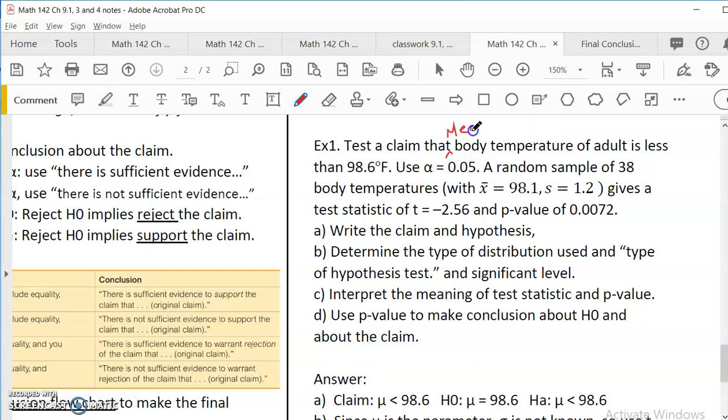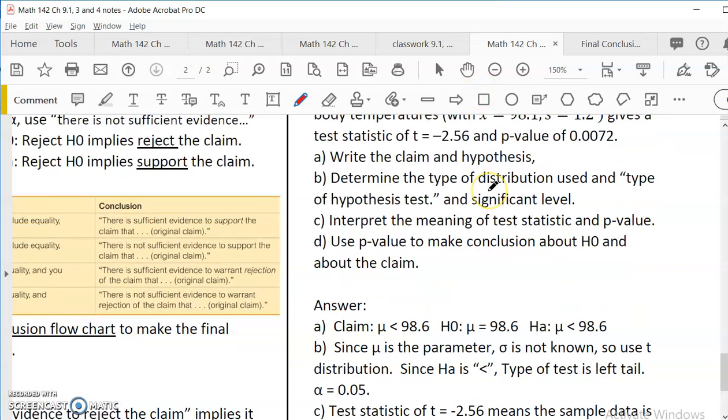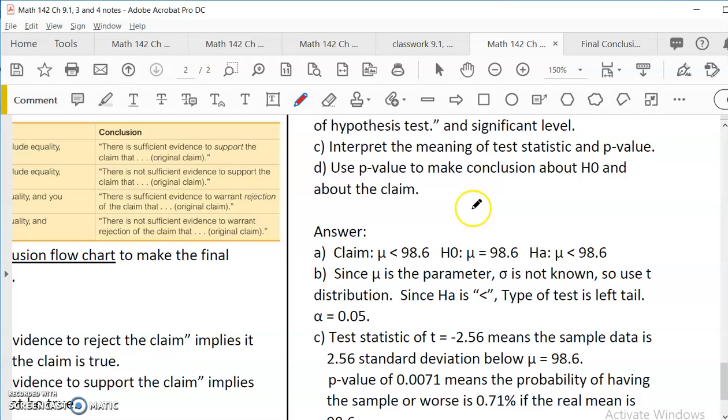Maybe I should fix it. So the average is less than that. You want to claim that because I think 98.6 is the established value. So you write down your claim, just translate it as 98.6, and you write H0: mu equals 98.6. And then your alternative would be less than, where your claim is actually in here.